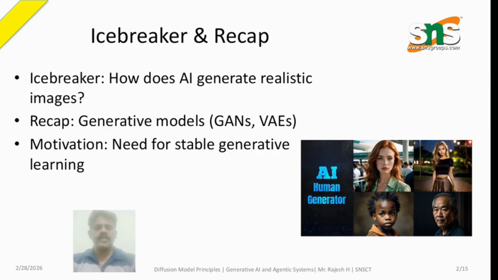How does artificial intelligence generate realistic images? As we know, the jargons GANs and VAEs are the reasons behind it. GANs, which are known as generative adversarial networks, and VAEs, variational autoencoders, both are using the transformers to generate high quality images. So here is the motivation to set up a stable generative learning model through the GANs and VAEs and its transformers.